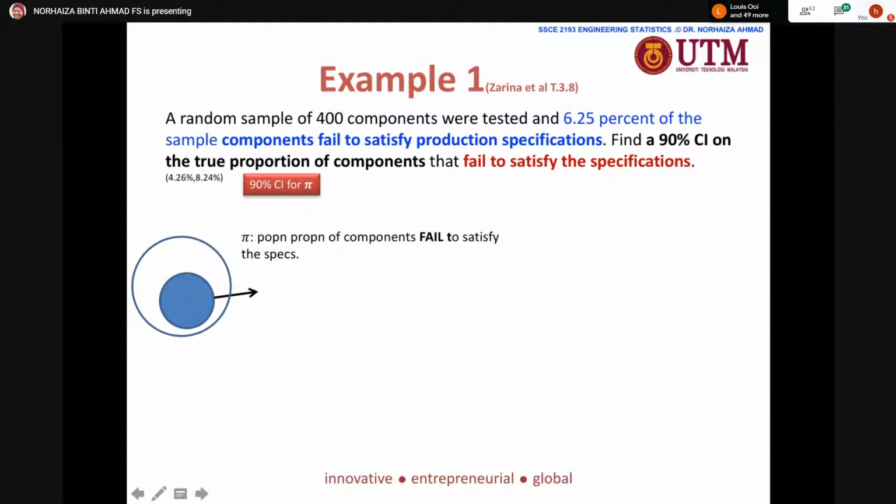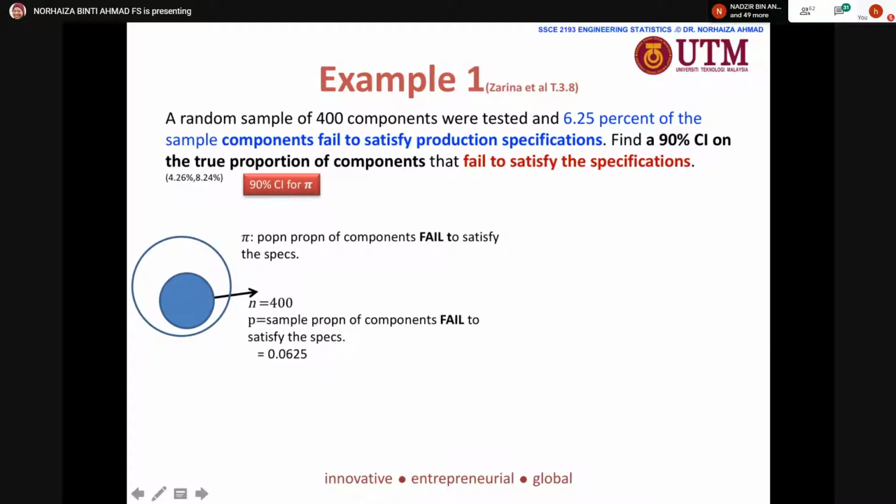A sample of 400. Can you see? Here you have a quite large sample size, 400, and 6.25% of the sample components fail to satisfy. Again, you can see from the sentence that it says it fails. So when you want to find your pi, it's important to get the right sample proportion, because sample proportion can be of two kinds, success or failure. In this case, it can be fail or not fail. The fail is given at 6.25%, so this p corresponds to the pi.